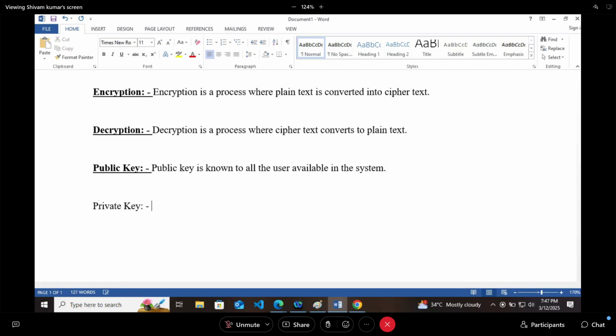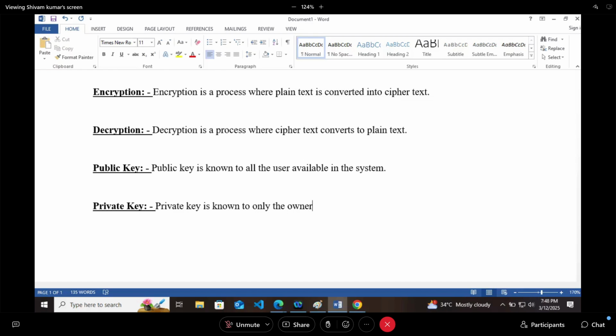The private key is known only to the owner. Let's say I am a trainer in Naresh IT. I have two mobile numbers. One is given to all the students to communicate with me, but I switch off that number after 8 p.m. My personal number, where my friends and family can communicate with me, is open every time. That is some kind of public key and private key.